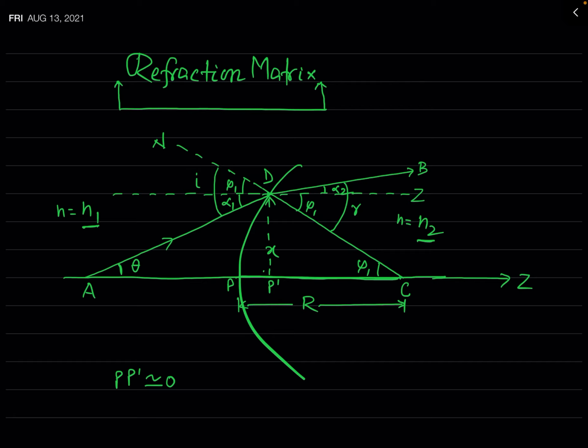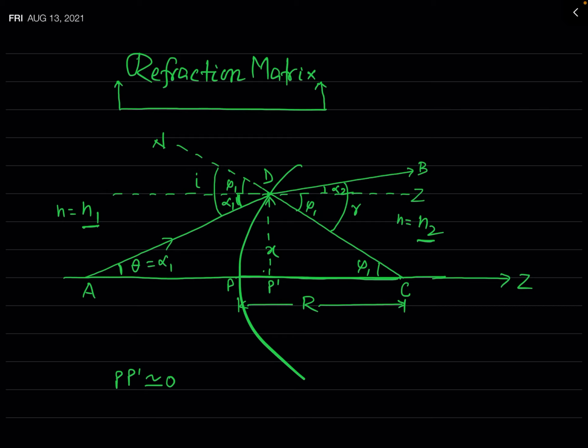And you can see in the figure that the angle between this z-axis and the incident ray in the first medium is equal to alpha 1. That is, the angle made by the incident ray with the z-axis is alpha 1. And so this theta will also be equal to alpha 1, because these two lines are parallel and AD is intersecting them. So this theta, which we assumed earlier, is simply equal to alpha 1.